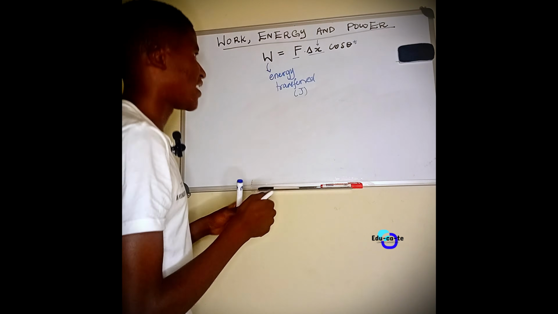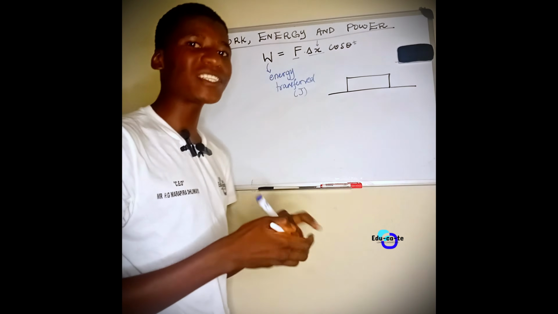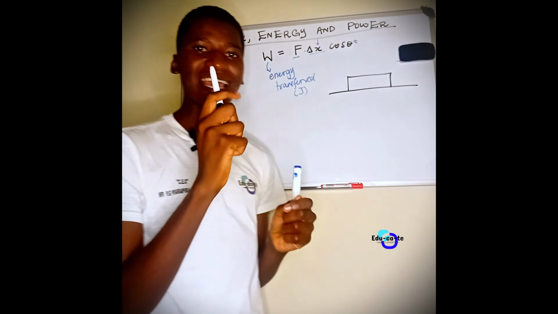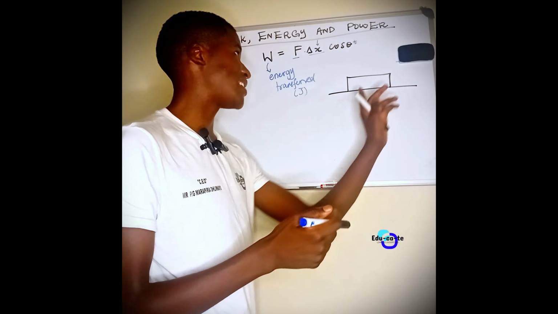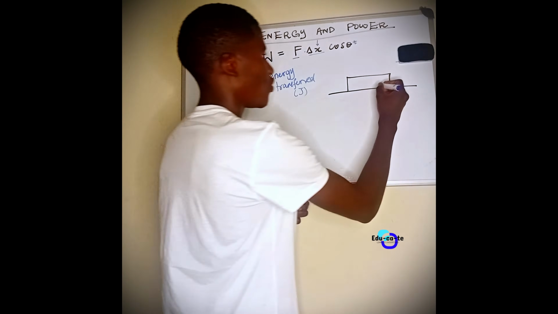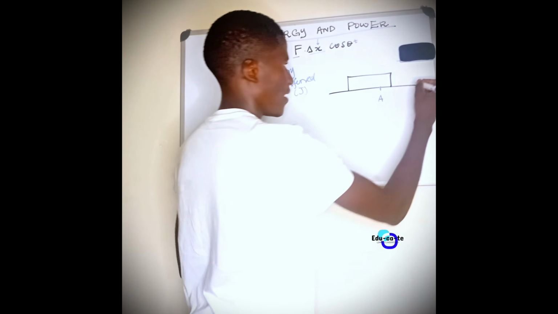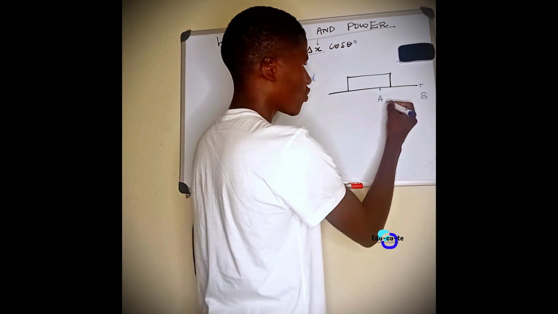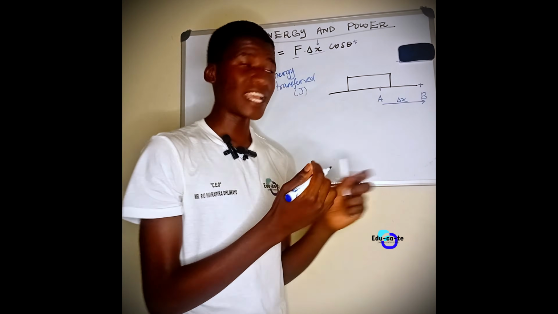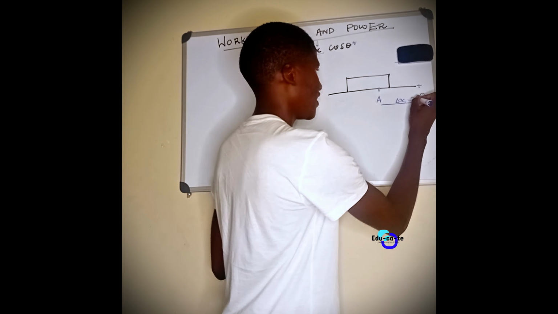So let us assume that you have an object that is on a rough horizontal surface. You do not have to be told that there is friction in this particular case. The moment you hear rough horizontal surface, you already know that this object, as it is moving, is subjected to frictional force. Let us assume that your object was here initially at point A, and then it is moving to the right to point B. So your object moves from point A to point B. This is its displacement. Let's assume that the object moved 2 meters from point A to point B, so the displacement in this case is 2 meters.